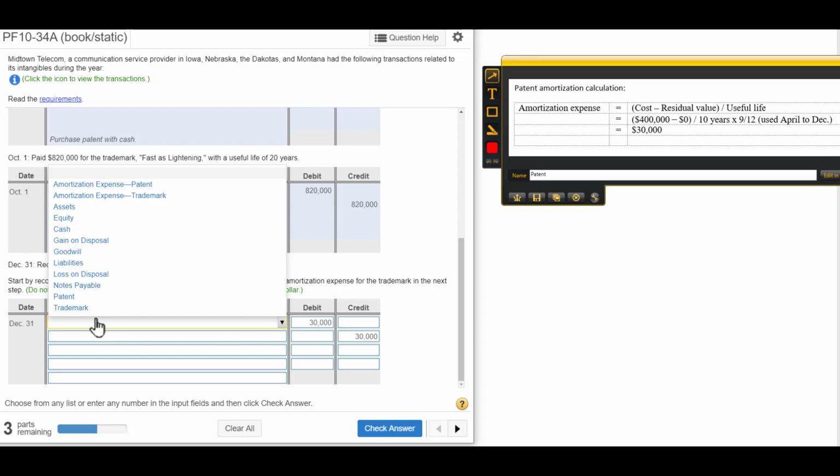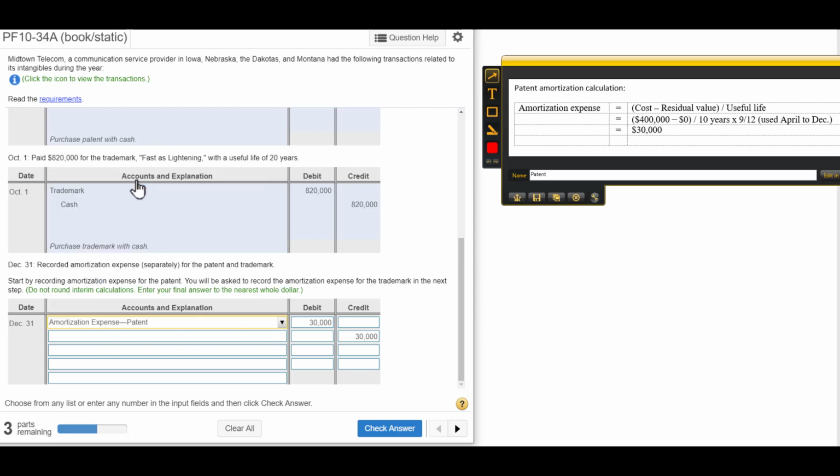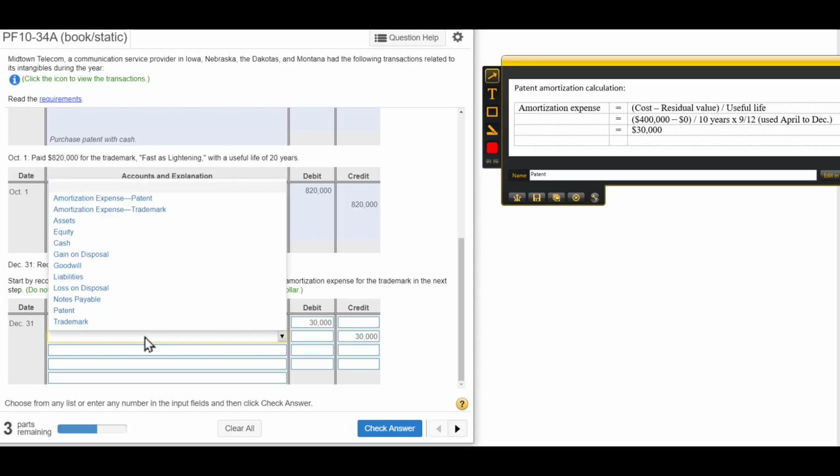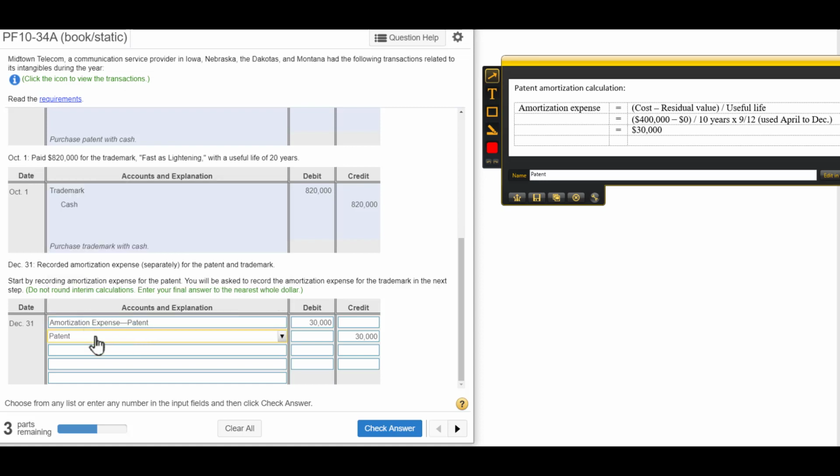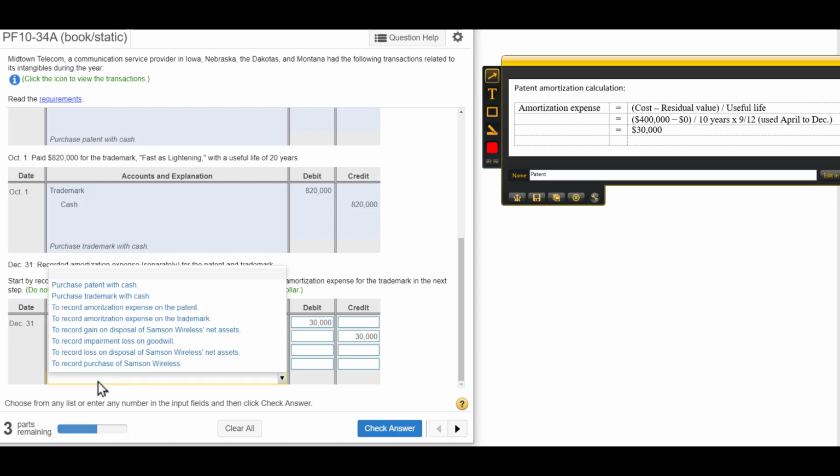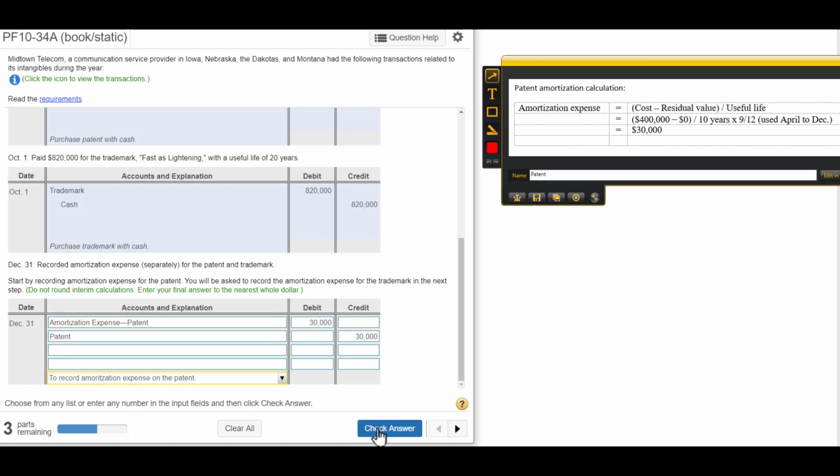So the amortization expense on the patent goes up, and then the value of the patent goes down directly. Remember, there is no accumulated amortization account. So to record amortization on the patent.